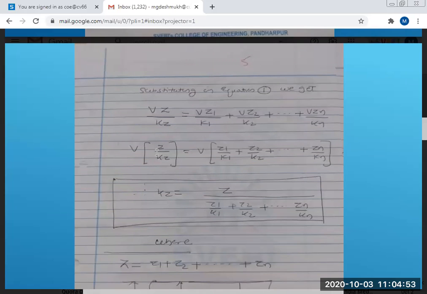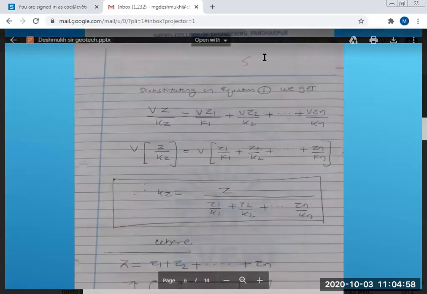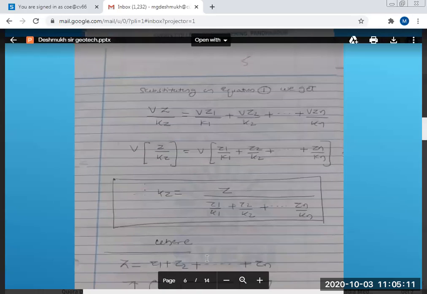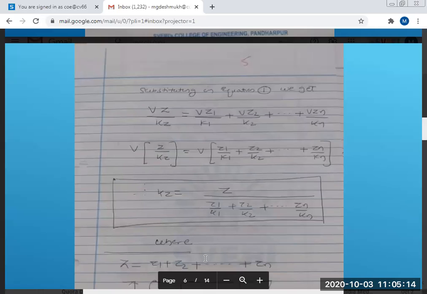Or Kz is equal to Z divided by this value. When V gets cancelled, you bring Kz to the right hand side and whatever is in the bracket to the left hand side. So what we get is Kz is equal to Z divided by Z1 by K1 plus Z2 by K2 plus Zn by Kn. So this is the formula for effective or average permeability when the flow is perpendicular to the bedding plane.